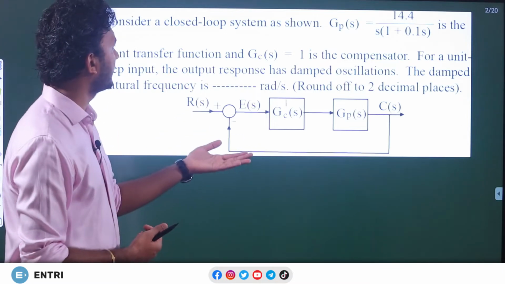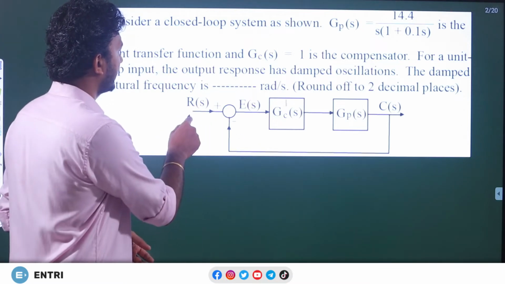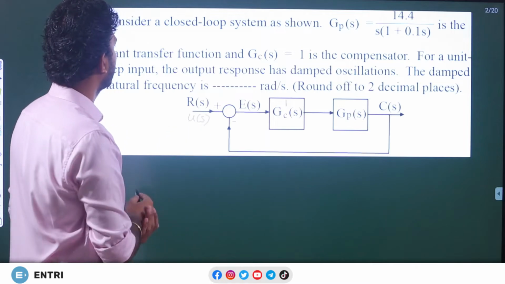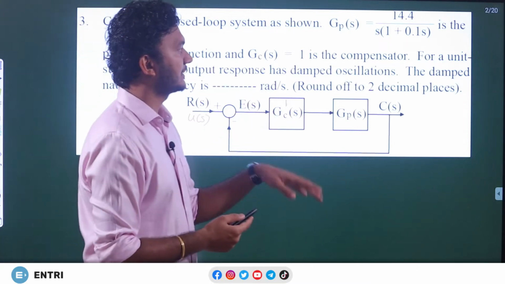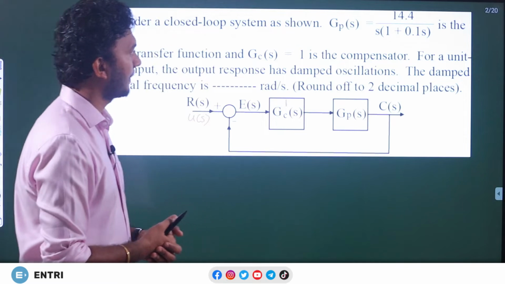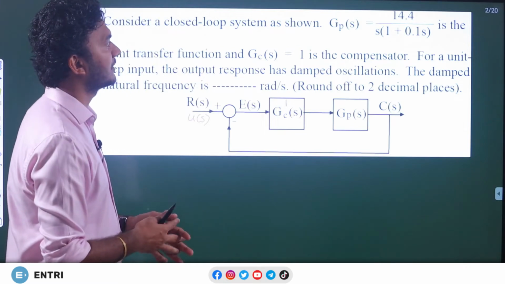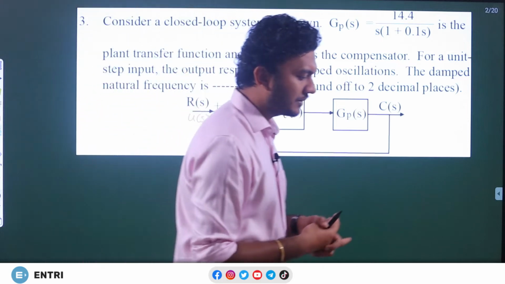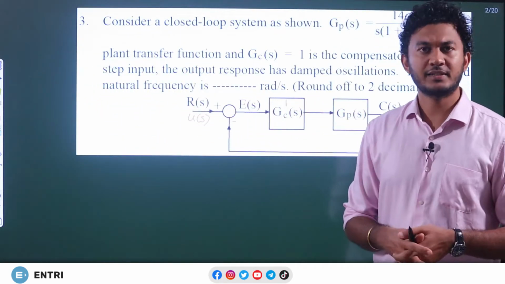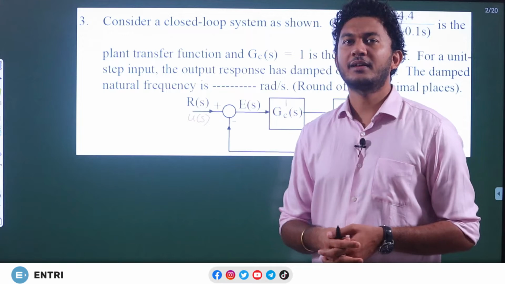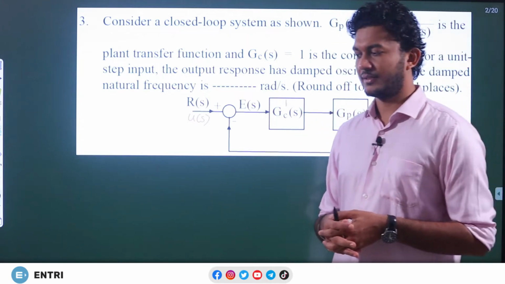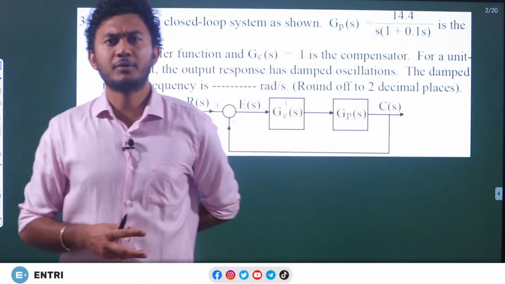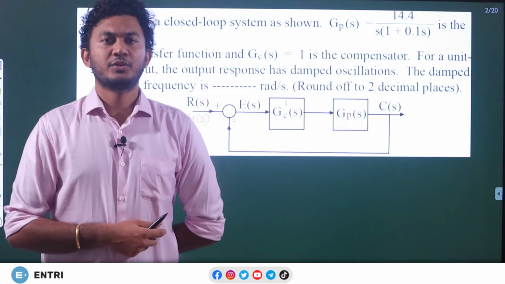For a unit step input, this is step U of s, the output response has damped oscillations, okay, with the damped natural frequency. So, to get your undamped natural frequency, damped natural frequency, and damping ratio, we require our characteristic equation, and you compare. We have done so many problems like this. Again, this is a 2 mark question.